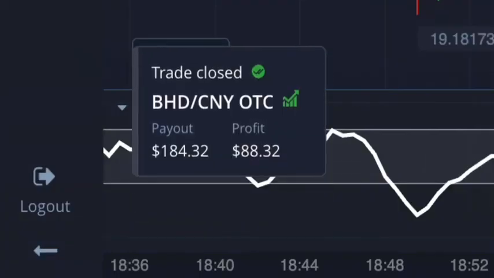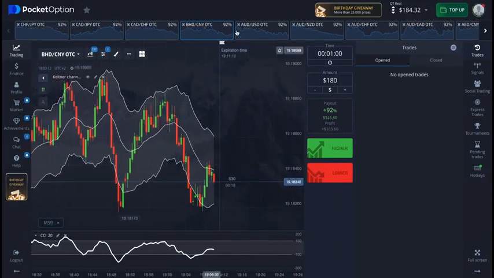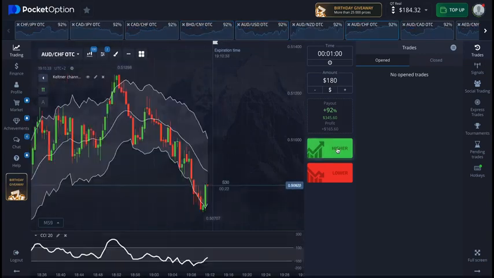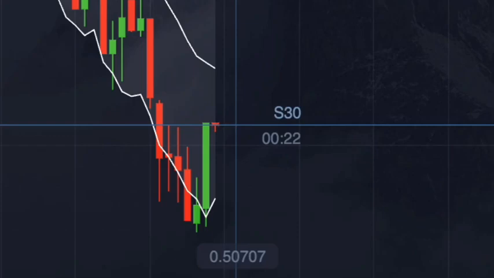Yes, it's in profit. Let's step into the next trade. Same example as before. CCI is going back up and the Keltner channel is also making a reversal. Let's take an up trade.